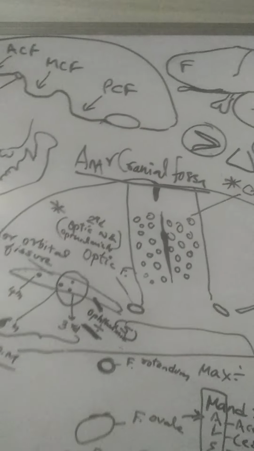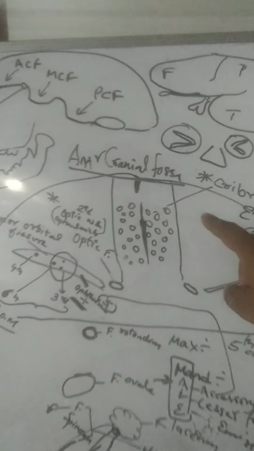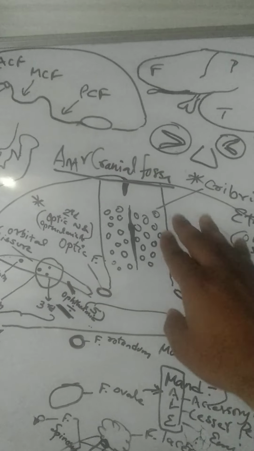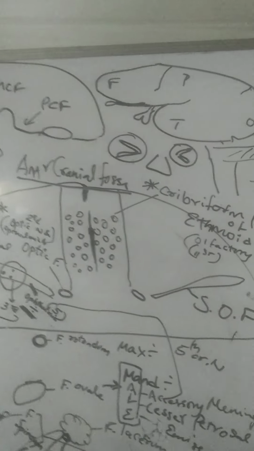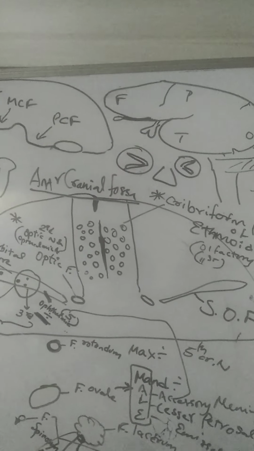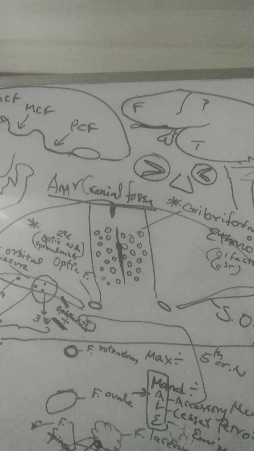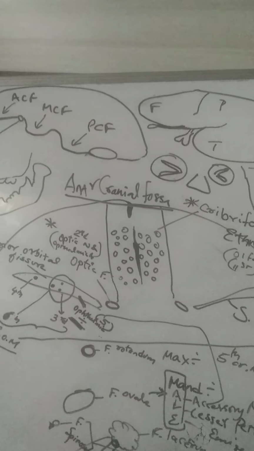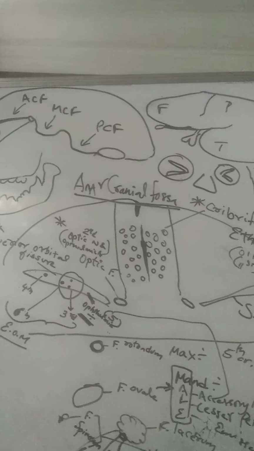So let us see what are the foramens present in the anterior cranial fossa. In the anterior cranial fossa, there is one foramen in the middle. It's formed by the cribriform plate of the ethmoid bone. The olfactory nerve, the first cranial nerve, passes from the roof of the nose through this foramen. It will pass in around 20 to 30 bundles.